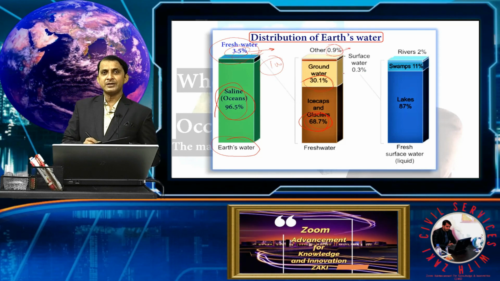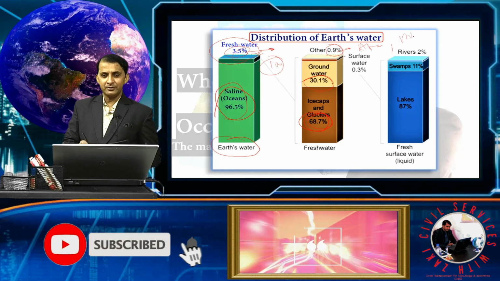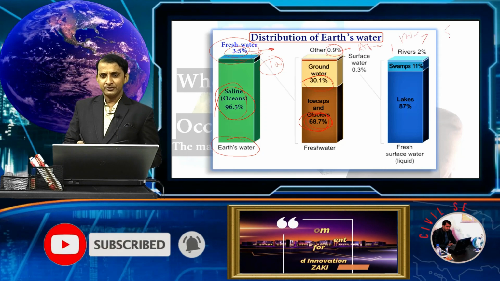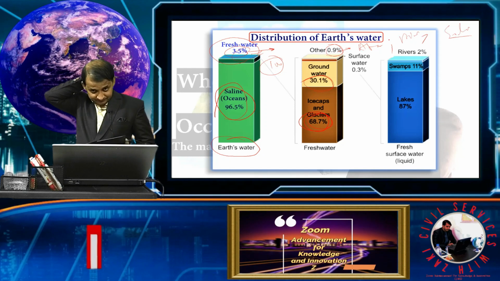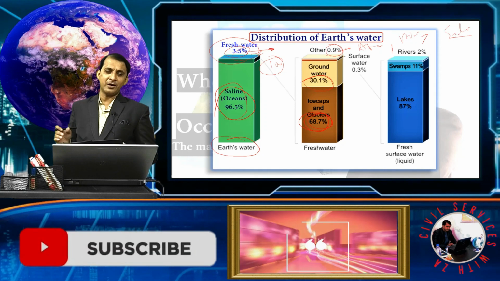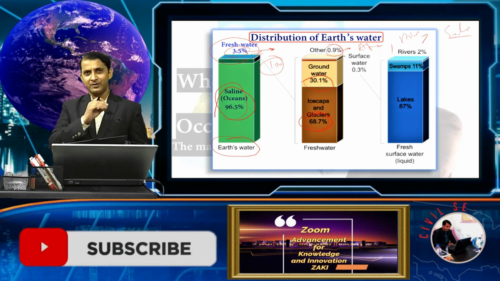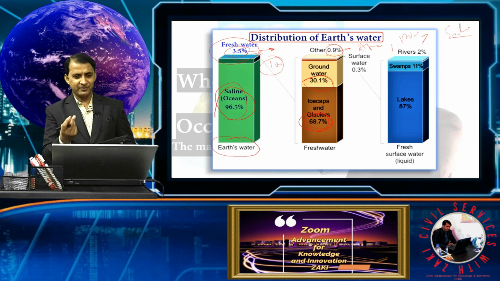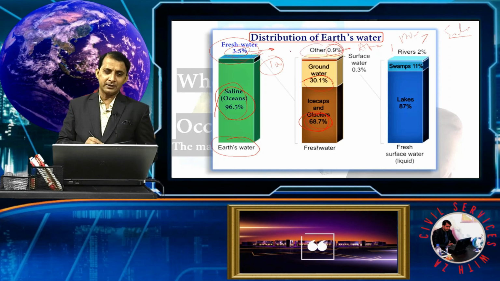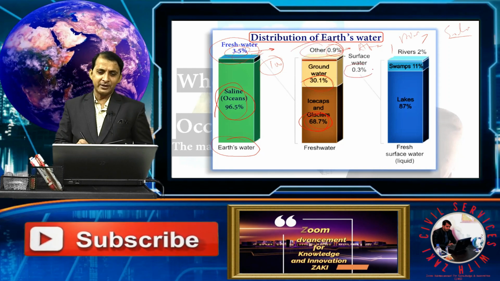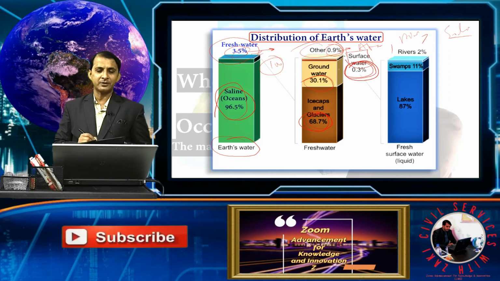other forms. What is other form? Other form means atmosphere, biological water, soil water, and other water present on the surface. So atmospheric water vapor, clouds, and so on are all contained in other, and only 0.3% of the water is present as surface water.